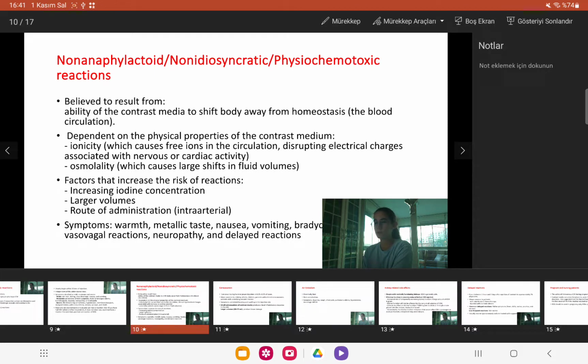Increasing iodine concentration, larger volumes of ICM, and the route of administration being intra-arterial, these factors increase the risk of a reaction to happen. Non-anaphylactoid reaction symptoms include warmth, metallic taste, nausea, vomiting, bradycardia, hypotension, vasovagal reactions, neuropathy, and delayed reactions.